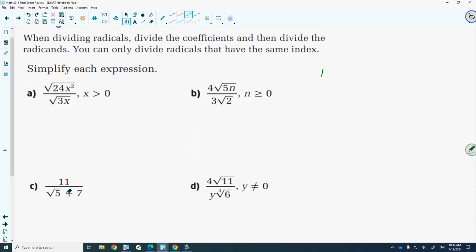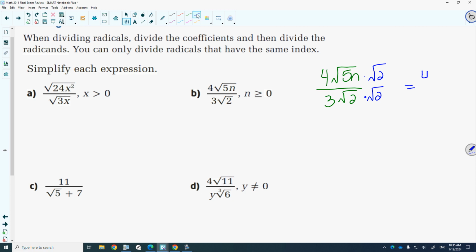So for B, 4 square root of 5n over 3 root 2. So we basically want to get rid of that square root of 2. So we're going to multiply top and bottom by root 2. This is how we rationalize. I'm not changing anything because root 2 divided by root 2 is 1, right? So I'm just rewriting this.